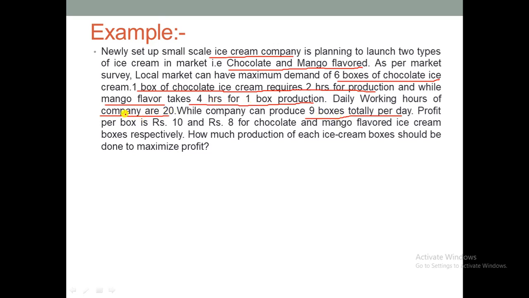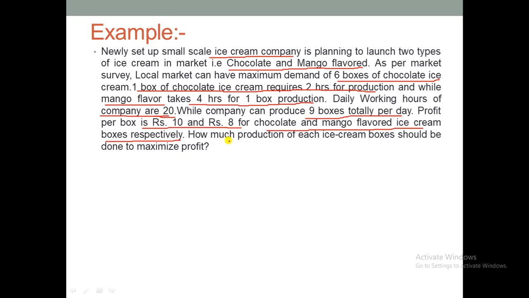So it means that by working for 20 hours, company is able to produce 9 boxes, which includes chocolate ice cream as well as mango ice cream. Next is that profit per box is rupees 10 and rupees 8 for chocolate and mango flavored ice cream boxes respectively. It means that not one ice cream, it is saying per box: one box of chocolate ice cream will give rupees 10 profit to the company, and one box of mango flavored ice cream is going to give rupees 8 to the company.